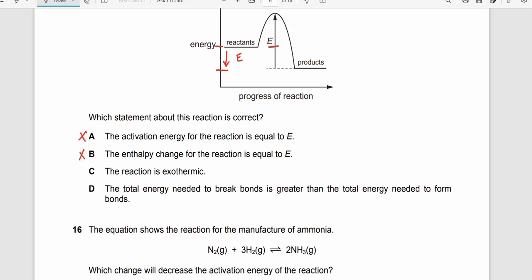The reaction is exothermic. Yes, this is right. Reactants are on the higher level, and as they convert into products, heat is released, because products are on the lower level, so this is called exothermic. The total energy needed to break the bonds is greater than the total energy needed to form the bonds. No. If the energy needed to break the bonds is greater, then products have to be above it. This is also incorrect. It's exothermic, so its sign will be negative, in kilojoule per mole.